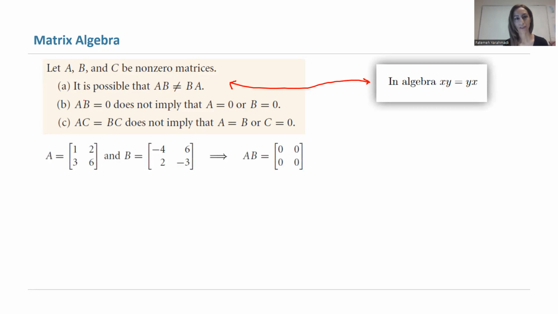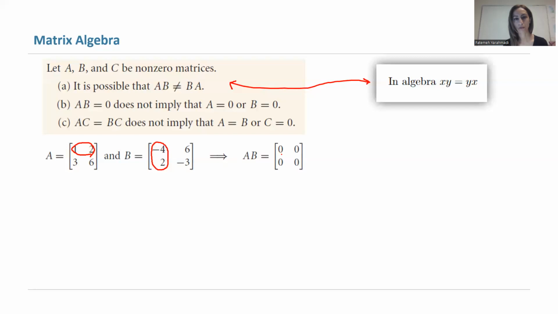If you have two matrices and their multiplication is equal to 0, it doesn't imply that one of them is going to be 0. For example, you have matrix A, 1, 2, 3, 6, a non-zero matrix. You also have another matrix B, -4, 6, 2, and -3. If you do the multiplication A times B, it is basically taking the first row, multiplying that by the first column. So as you can see, you have 1 times -4 plus 2 times 2, which is 0.